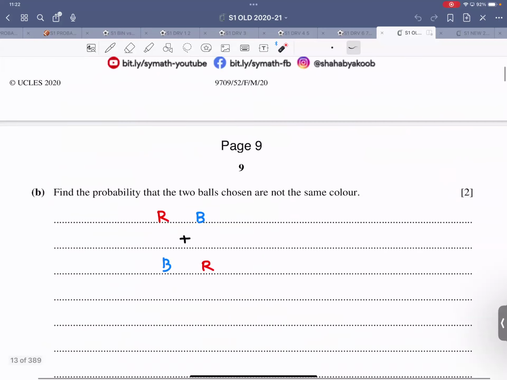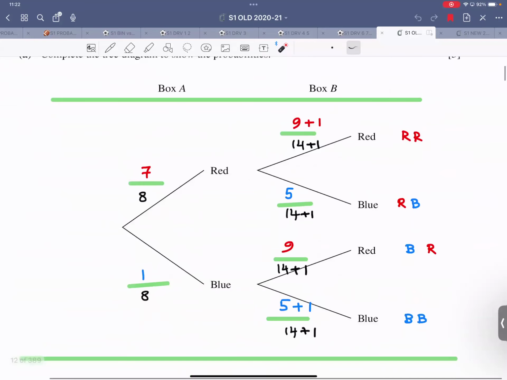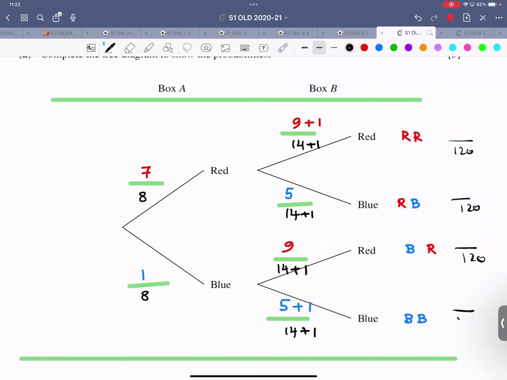I mean, I have not done the whole question. Let me try this out. So therefore, let me write 120 over here in all of them. And over here, 7 into 10 is 70, 7 5s are 35, 1 into 9 is 9, 1 into 6 is 6. Now let's just double check. 70 plus 35, 105, keep it on the side. And 9 plus 6 is 15. 105 plus 15, 120, 120 over 120 is 1.